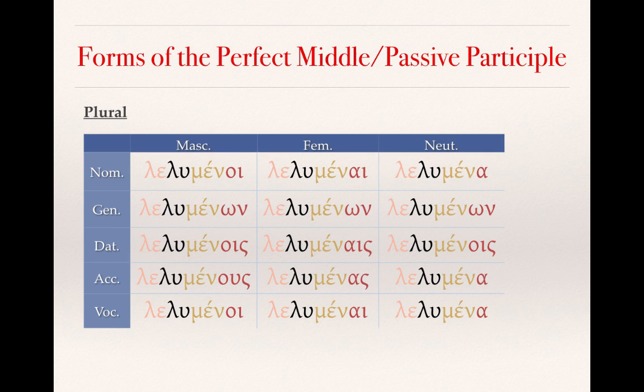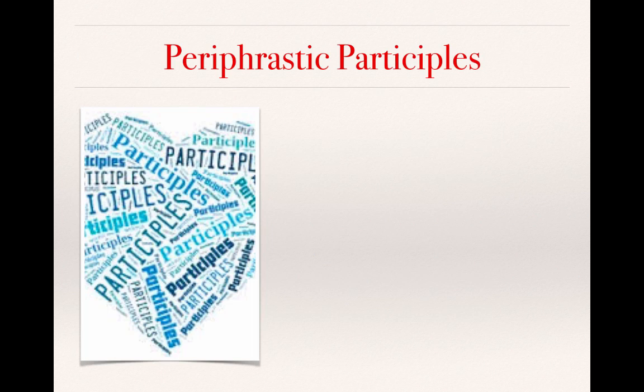Here are the forms of the perfect middle passive participle in the plural. Once again, nothing terribly surprising here. We have the reduplication before the stem, the men infix, and then the endings that we would expect for first and second declension nouns. Once again, no exceptions, nothing terribly surprising. It's just a matter of being able to break down these forms so that we can recognize them when we see them in the exercises or in the Greek New Testament.